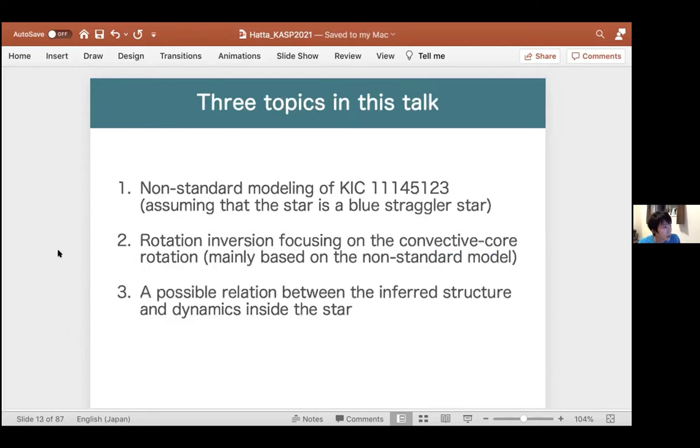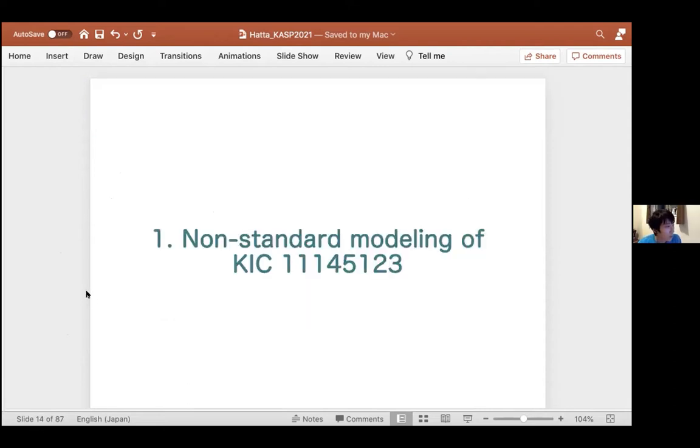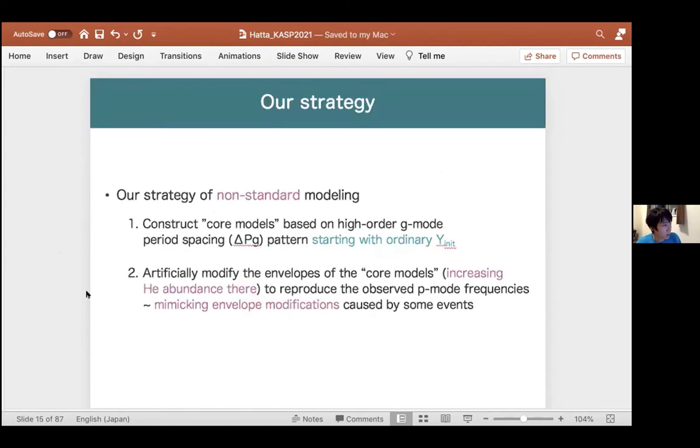So here are three topics in this talk. First is non-standard modeling of the star. Then, based on the model, I carry out rotation inversion, and I'm going to show the results. And finally, I'm also going to discuss a possible relation between the inferred structure and dynamics inside the star. So let me start the first part.